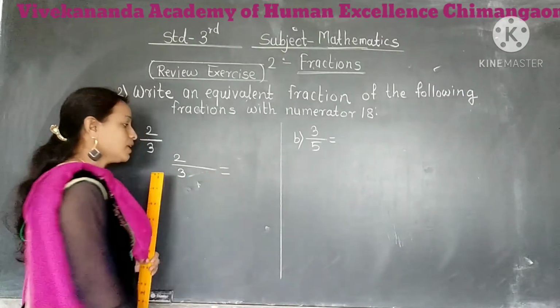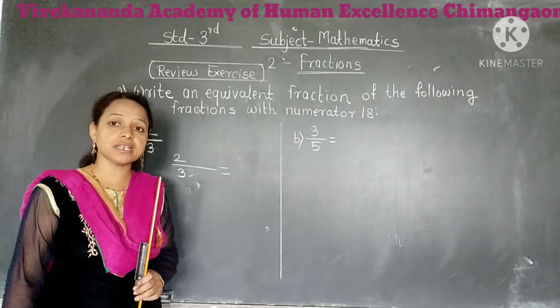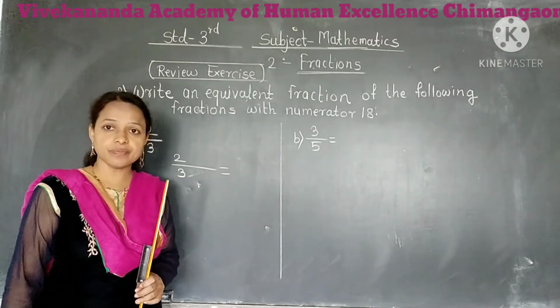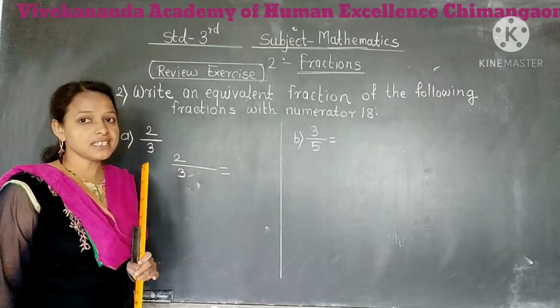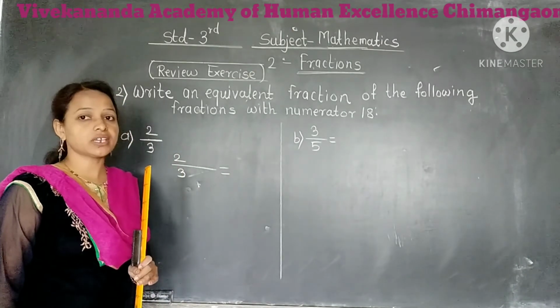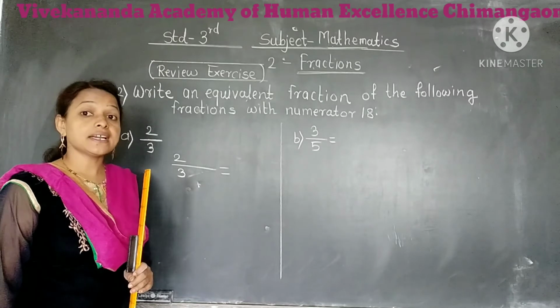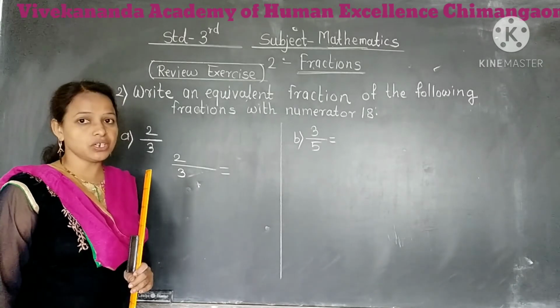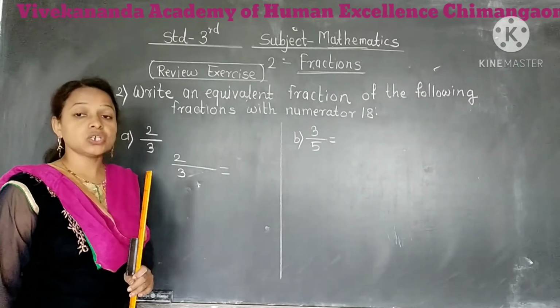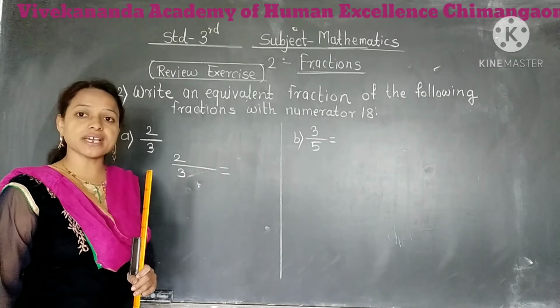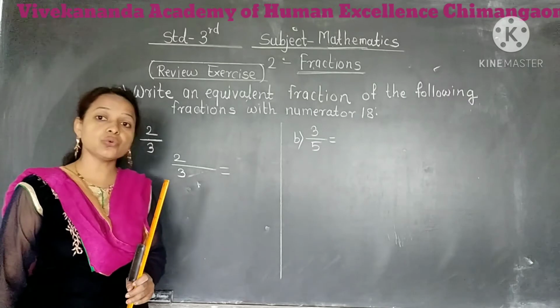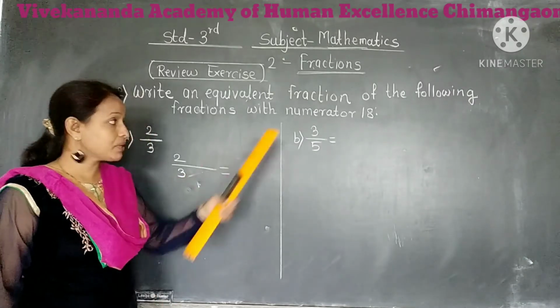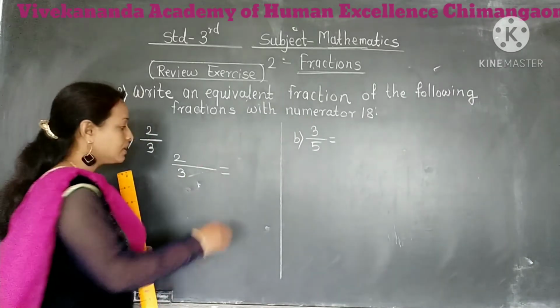So tell me, by which number do we have to multiply 2 to get 18? We know that 18 is a multiple of 2. So 9 times 2 is equal to 18. 2 multiplied by 9, 2 nines are 18. It means here we have to multiply 2 by 9 to get 18 because we want the numerator 18.